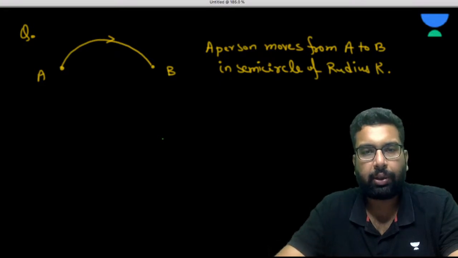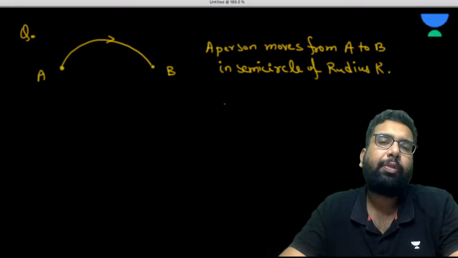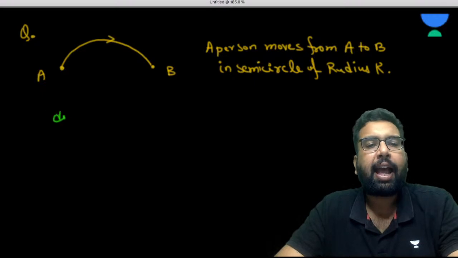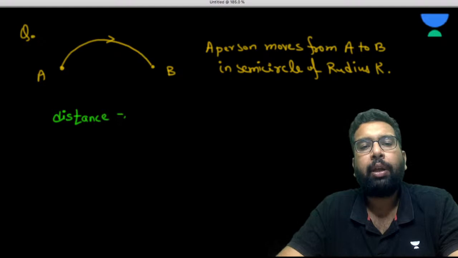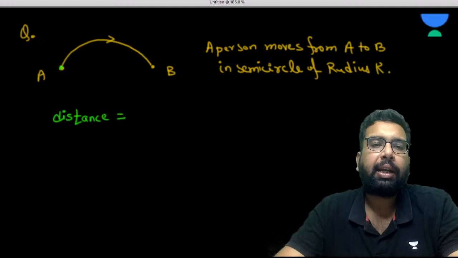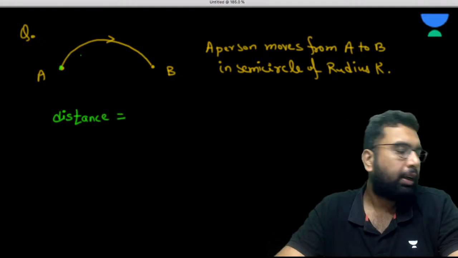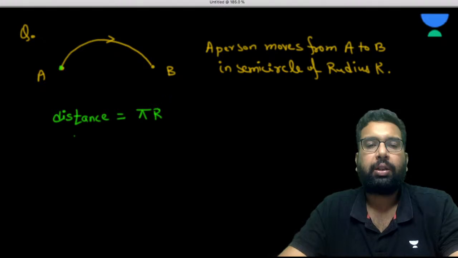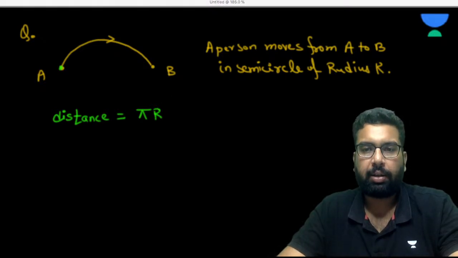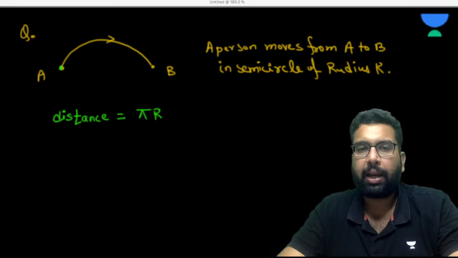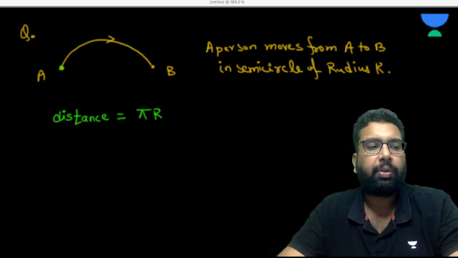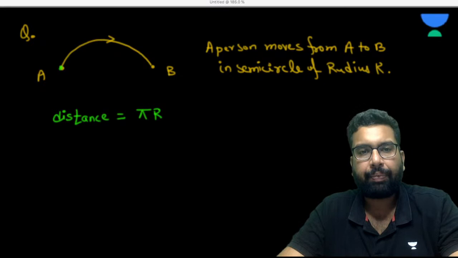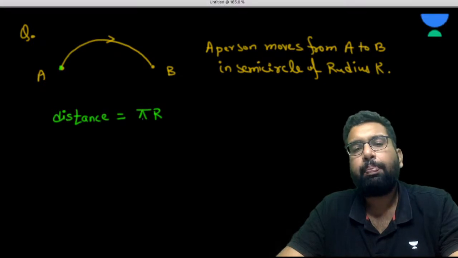So this is a semicircle. Distance is the actual path followed. He started from A and followed the semicircular path, so the distance traveled by him is pi r. Because the perimeter of the whole circle is 2 pi r, the perimeter of the semicircle is pi r. So the distance is pi into r.